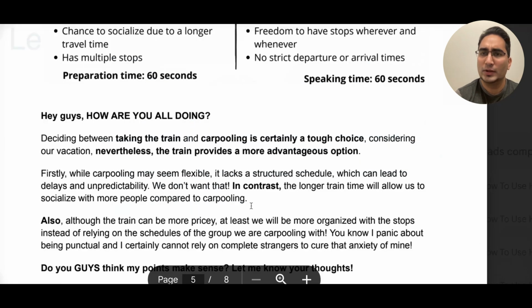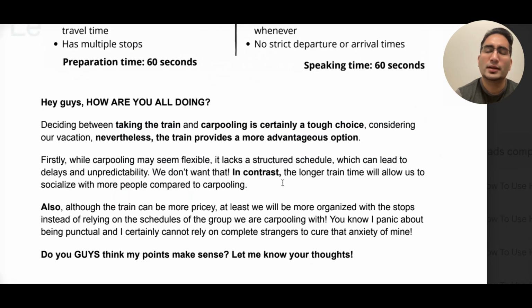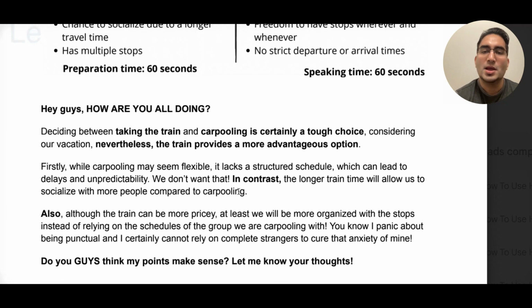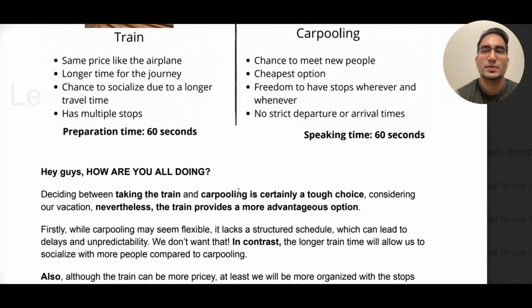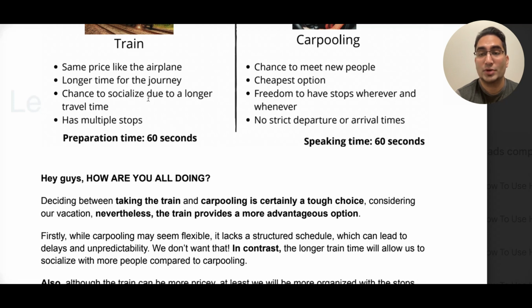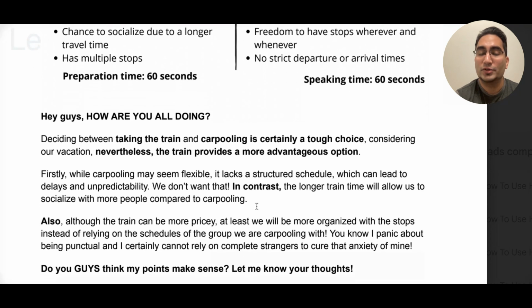So they have a good flow, and you can easily use that here. For example, in contrast, the longer train time will allow us to socialize with more people compared to carpooling. Once again, you'll see in every sentence and everything we're trying to say, we're trying to add as many points as we can. So we're saying there's a longer time, and you can also socialize due to a longer travel time. These 2 points are covered in this sentence, and we went from this side here to our side, the train, by talking about in contrast, and now we shifted.